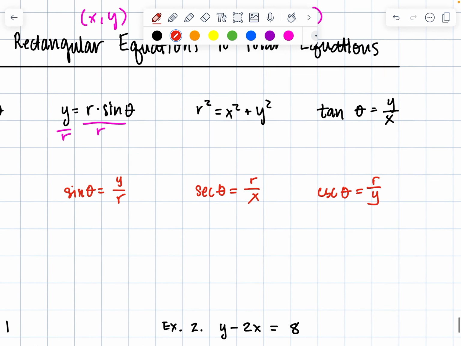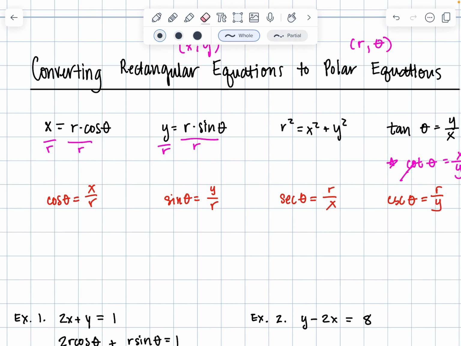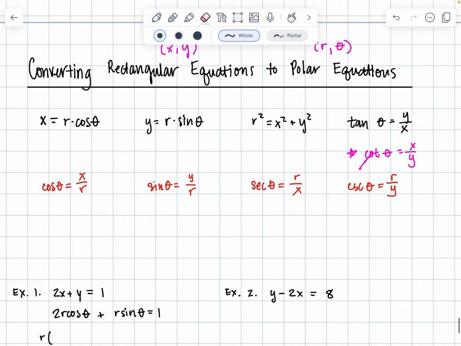Now, I did mention that we could work with cotangent as well. This is kind of a bonus if we need it. Cotangent theta is equal to x over y, in case we forgot. So here are our equations that we are probably going to use to convert equations from rectangular to polar.